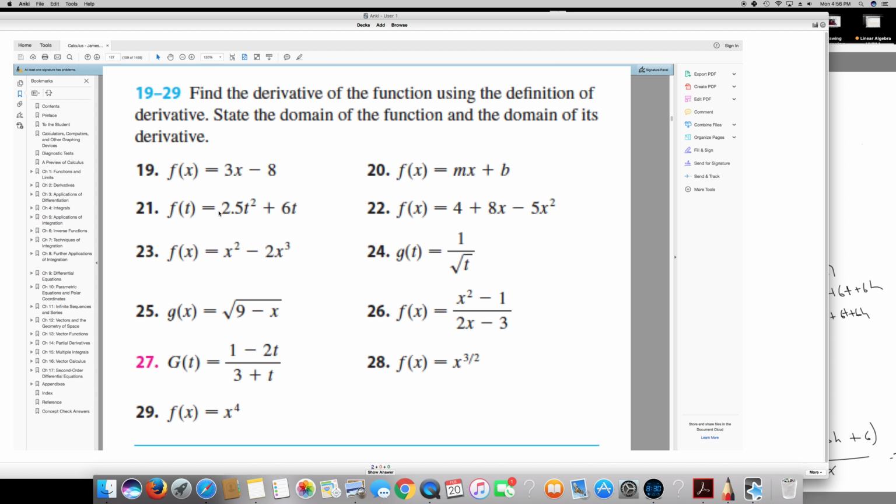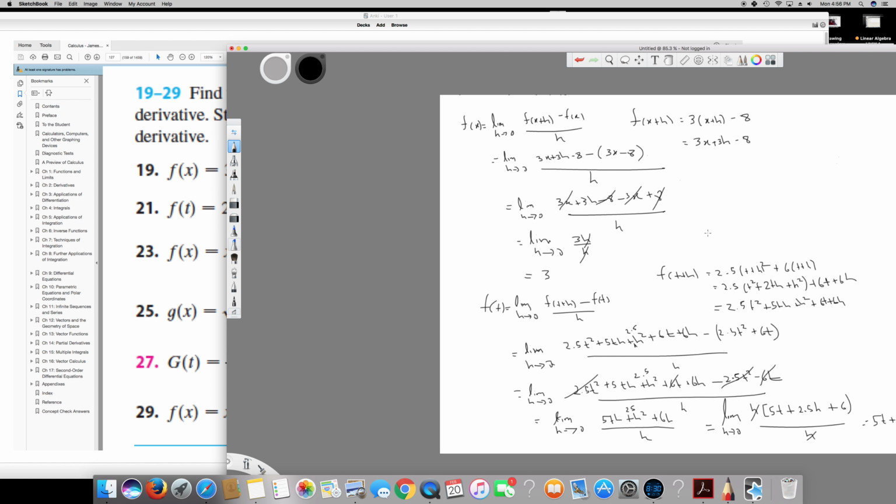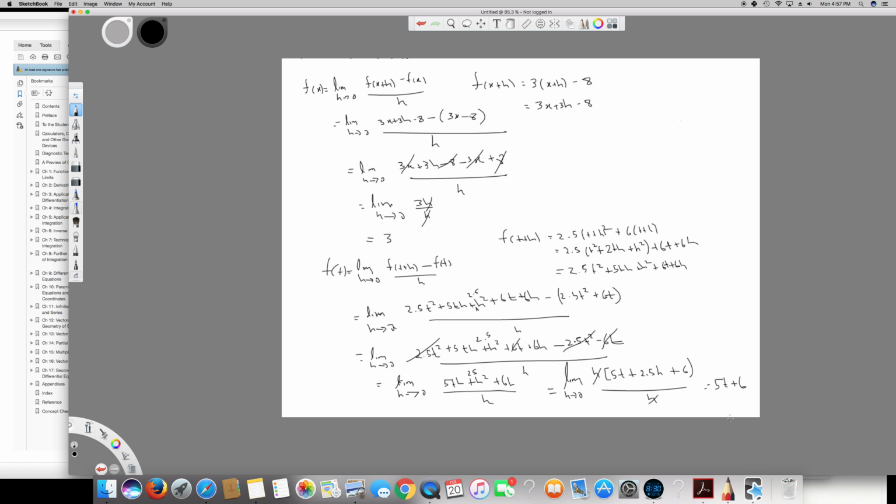And the second equation, 2.5t squared plus 60, is a quadratic function, and it's passing through all the x values. Therefore the domain is all real numbers. And if you find the derivative, it's 5t plus 6, a straight line. Therefore it's passing all the x values, so the domain is all real numbers.